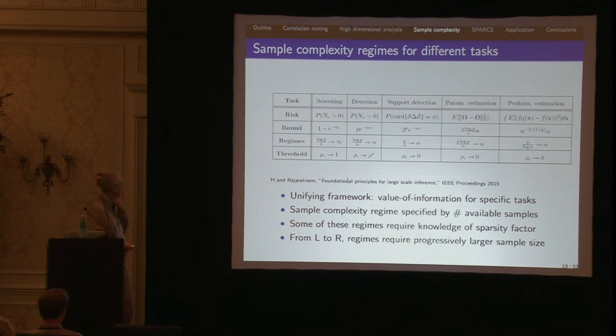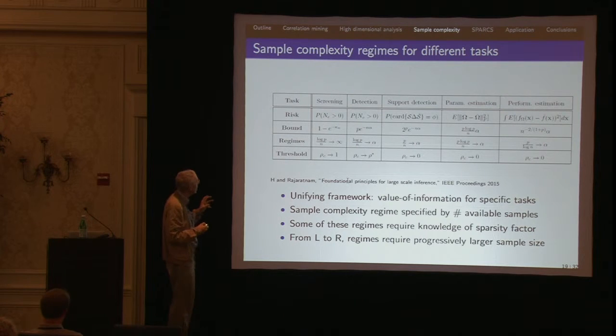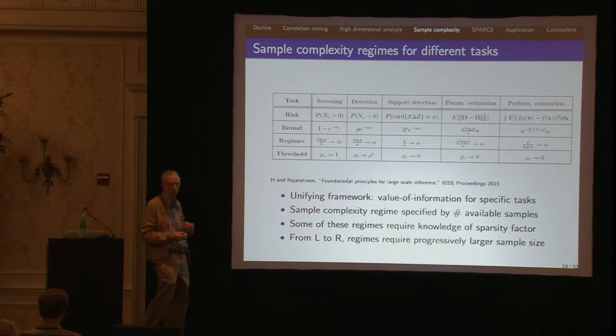And so one now can compare the results that I showed in the theorem in terms of the regime for which you maintain a fixed detection probability if you're doing detection or screening, a fixed classification error probability in support detection, a fixed Frobenius norm mean squared error if you're doing estimation, or a fixed density estimation error if you're trying to do quantile estimation.